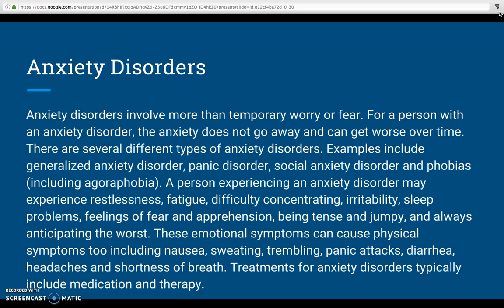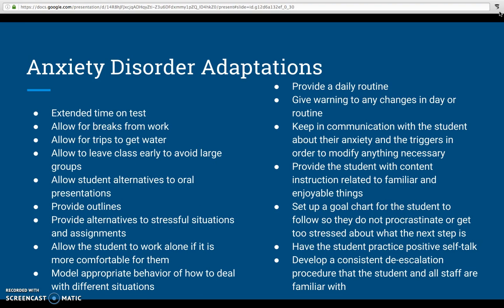A person experiencing an anxiety disorder may experience restlessness, fatigue, difficulty concentrating, irritability, sleep problems, feelings of fear, etc. These emotional symptoms can cause physical symptoms as well, like nausea, sweating, constant trembling or shaking, panic attacks, upset stomachs, and headaches, just from a normal panic attack. These can also be treated through medication and therapy.